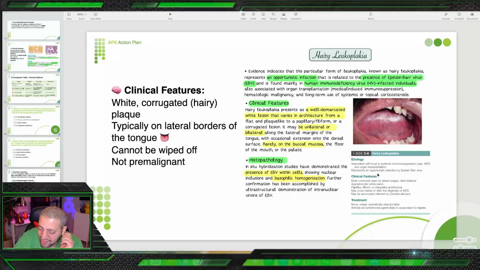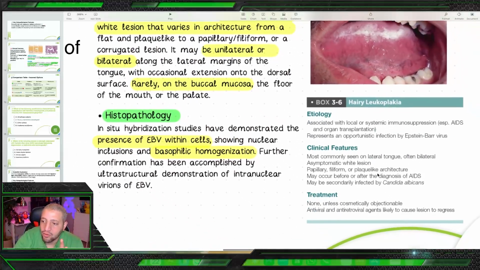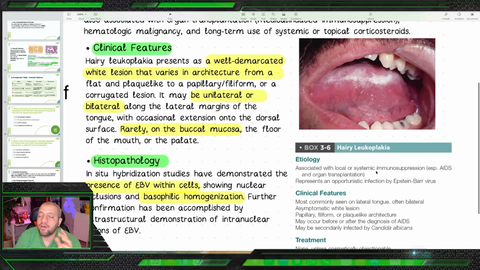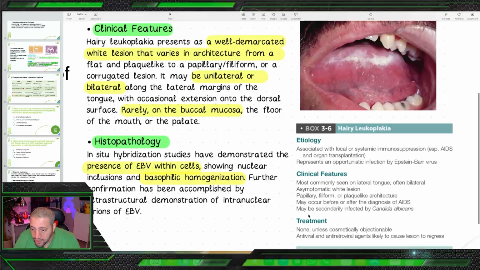Please listen carefully to the next part, because this is the confusing part, but I hope we can make it clear. If the question tells you about this clinical presentation in an immunocompromised patient, and this white lesion cannot be wiped off, cannot be wiped off, this is the definition of oral hairy leukoplakia due to Epstein-Barr virus. Nice. What if the question tells you it can be wiped off? So what is this? Read here with me. It may be secondarily infected by Candida albicans.